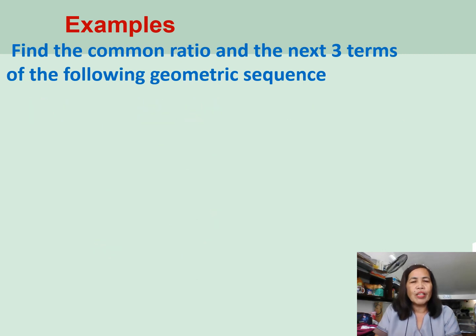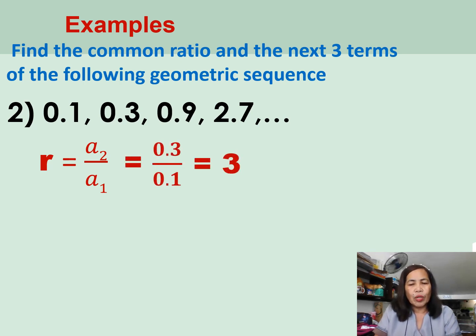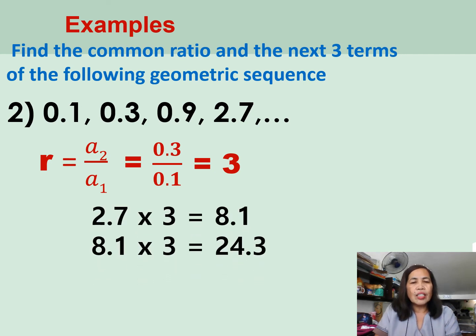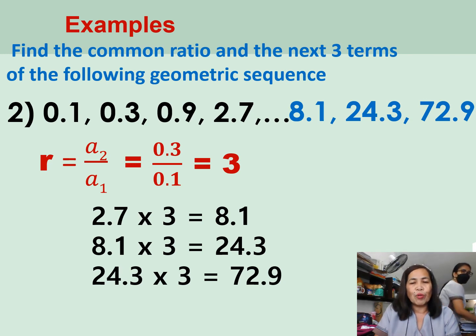Okay, one more. We have 0.1, 0.3, 0.9, and 2.7. So I will get the first 2 terms. 0.3 divided by 0.1 is equal to 3. And then I will multiply 3 to 2.7, being the last term. So that's 8.1. Then continue. So we have here the answers 8.1, 24.3, and 72.9.